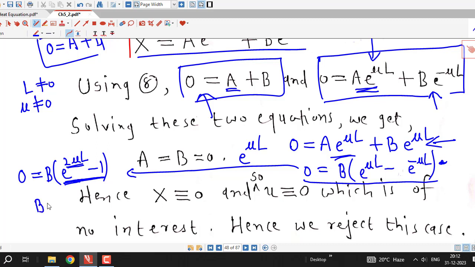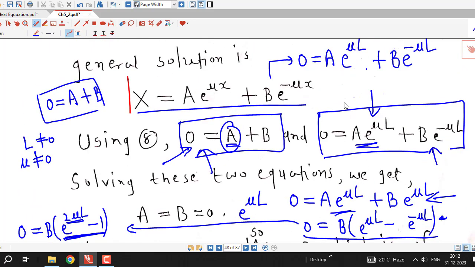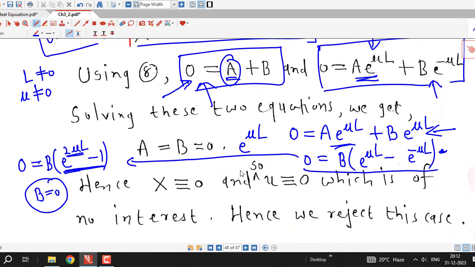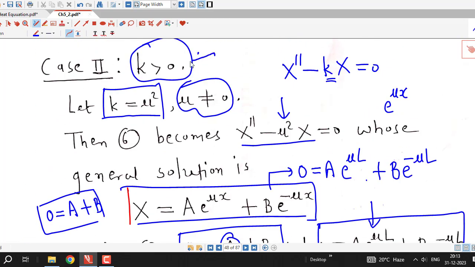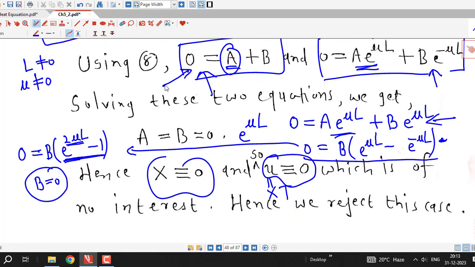So we must have b equal to 0, and if b equal to 0, from this equation we obtain a equal to 0, and if a and b both are 0, this capital X becomes 0. So if X is 0, then u is nothing but the product of X and T, so therefore u is also 0, and therefore this case is also not of our interest, so we reject k positive also.